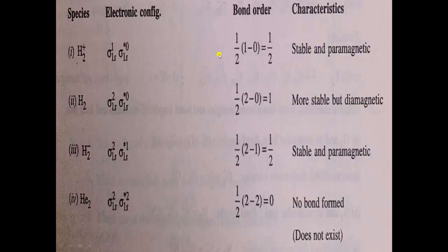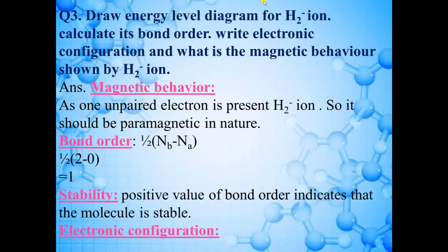Now you will write the electronic configuration of H2 positive ion. So it is sigma 1s1, sigma star 1s0. Okay. This is how you calculate bond order, and these are the characteristics: it is paramagnetic in nature. Now the next one is to draw the energy level diagram for H2 negative ion.